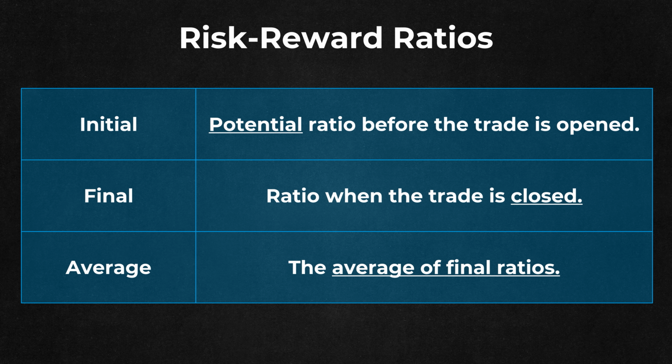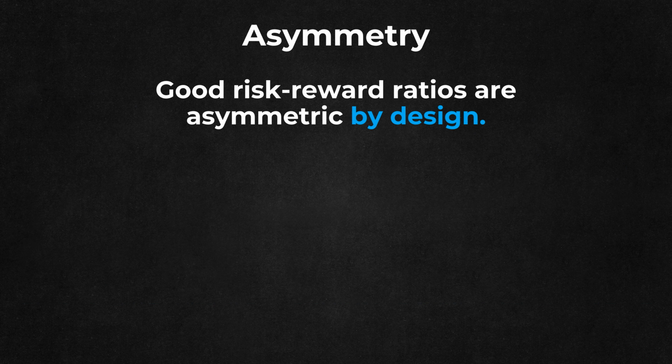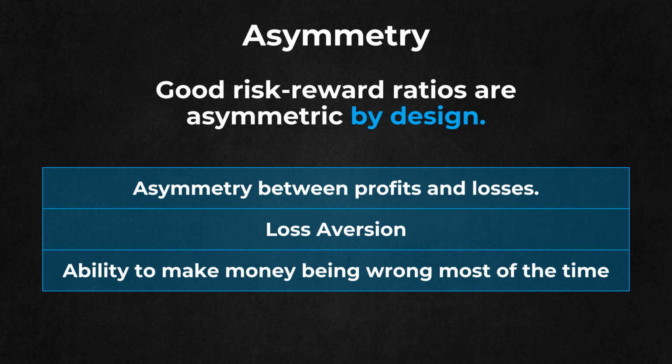It's useless to have a good initial ratio if you're going to mess around with the stop and target in the middle of the trade in such a way that will hinder the final ratio. So the final ratio is more important than the initial ratio. The average ratio is simply the average of all final ratios. The first property of ratios is asymmetry, meaning that good risk-reward ratios are asymmetric by design in order to compensate for the problems we saw previously, mainly the asymmetry between profits and losses, our inherent loss aversion, and the possibility of making money despite being wrong most of the time.